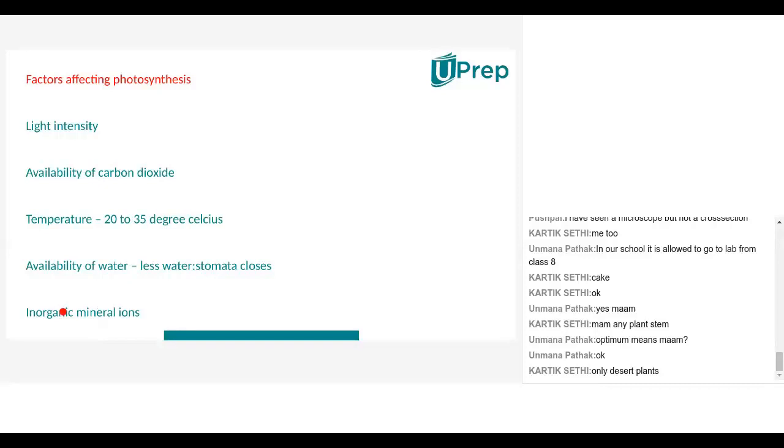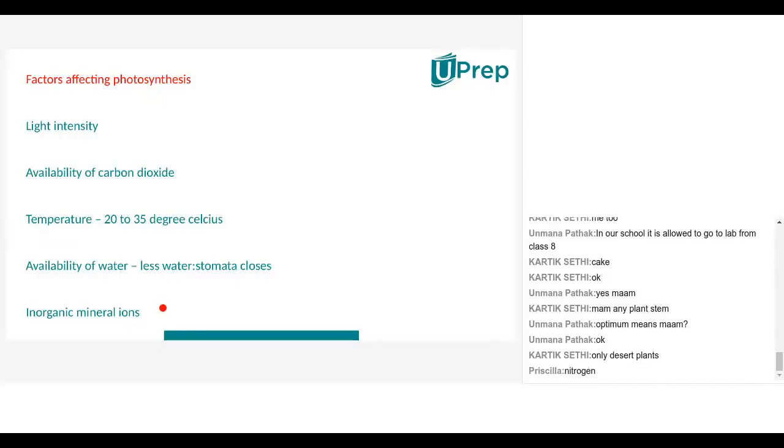What are these inorganic mineral ions? Like we had discussed, calcium, nitrogen, zinc, phosphorus, magnesium, all these things. They need it in optimum amount. I'll just give you an example. For example, legumes, pulses, peanut, they need a lot of nitrogen in the soil because, to produce anything that produces protein-rich stuff, like legumes are very rich in protein, soybean is rich in protein, they need a lot of nitrogen fertilizers in the soil.